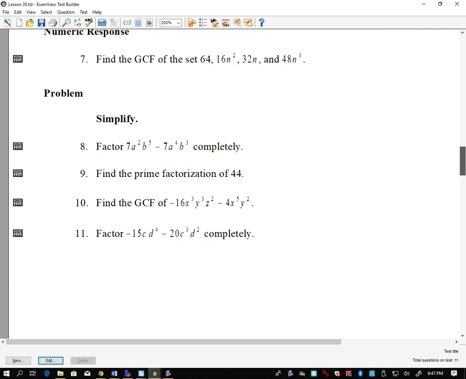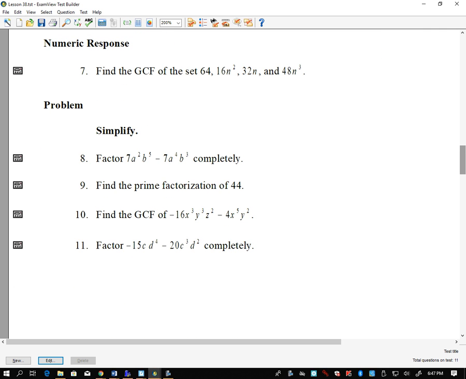Okay, number 7. Find the greatest common factor of the set: 64, 16n squared, 32n, and 48n cubed. Just as a heads up, notice that 64 doesn't have an n. So n can't be part of my greatest common factor. I can't include n because 64 doesn't have an n in the set.